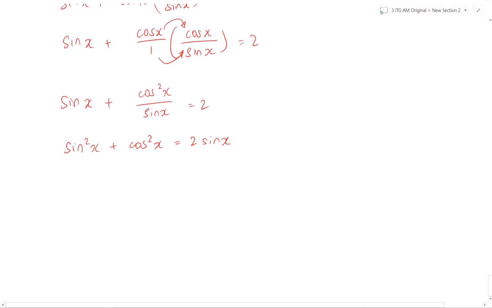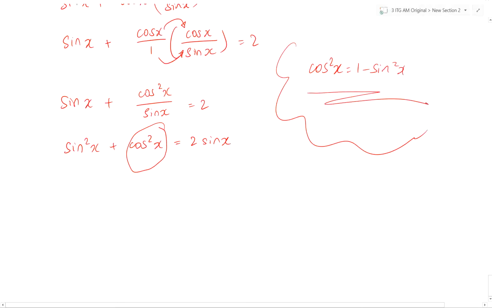Is this quadratic? Change cosine square x to sine square x, is it? Using what formula? One minus sine square x? Sine square x plus cosine square x. Oh yes, you want to use this one. You all got this from cosine square x plus sine square x equals 1, right? Then isn't this 1 already?